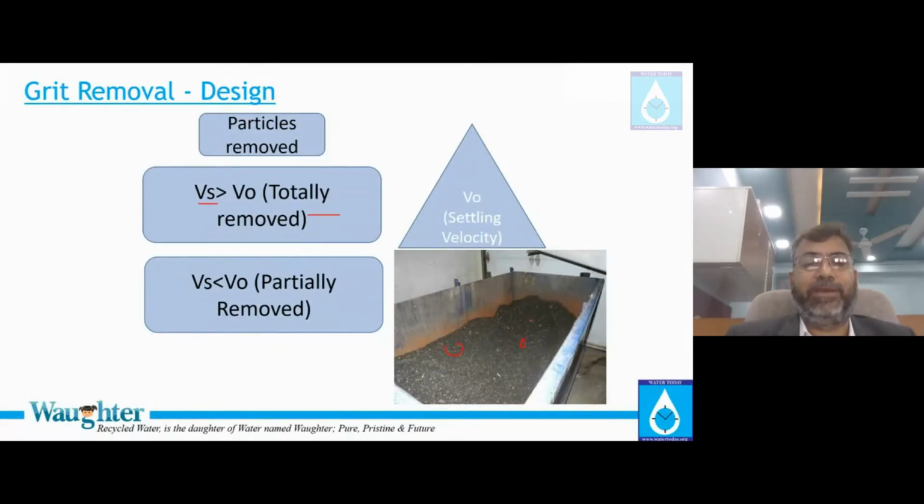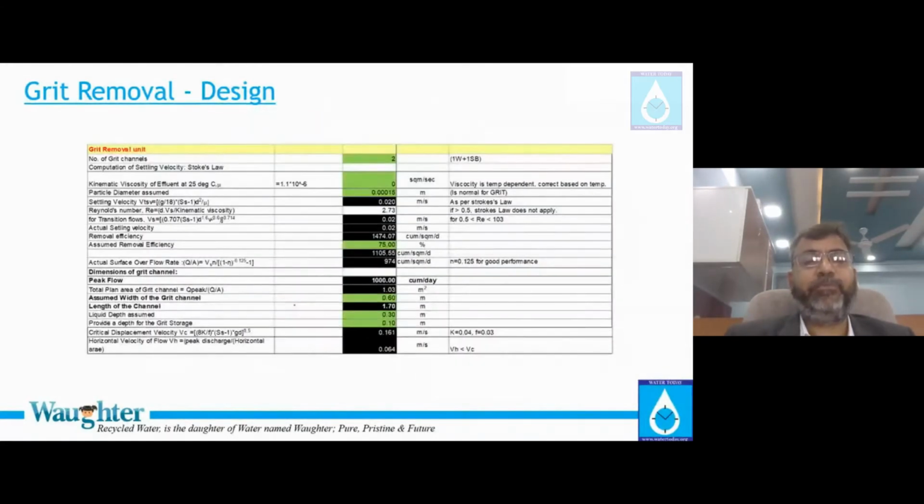Okay. VS less than VO, partially removed. So that's what VS and VO are. These calculations we will be doing in an Excel sheet subsequently when we talk about the process part. This is just an example right now. I'm not going to run through this Excel sheet today.